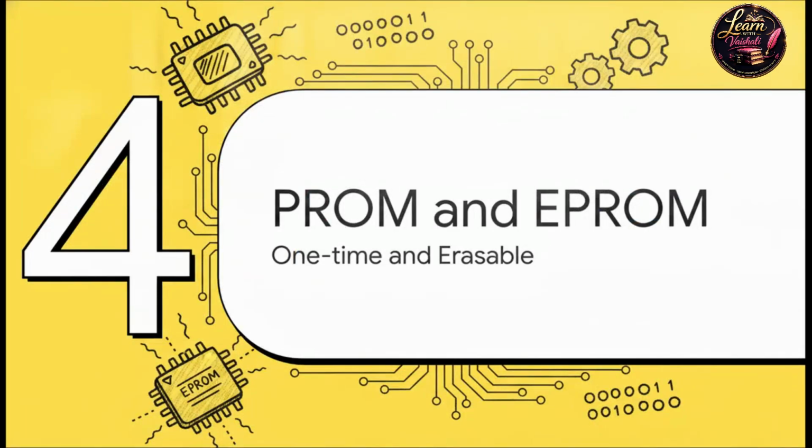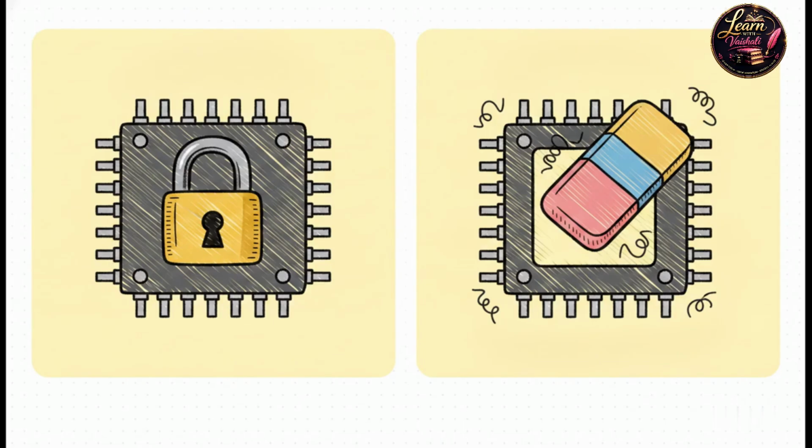Section 4. Programmable ROM variations, one-time use and erasable. Technology obviously didn't just stop at basic ROM. Engineers quickly realized they needed way more flexibility than a totally unchangeable chip could offer, which led to some really cool advanced versions of read-only memory. First up, we have PROM, which stands for Programmable Read-Only Memory. The huge key here is that PROM is actually manufactured as a totally blank slate, but it can be programmed exactly once by the user or manufacturer.